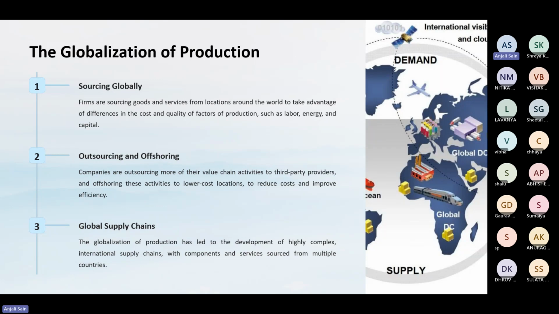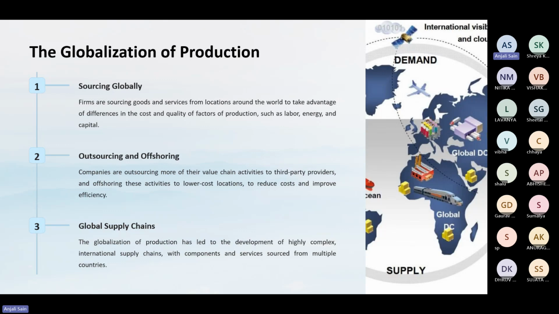Then second is outsourcing or offshoring. Companies are outsourcing more of their value chain activities to third party providers. जहाँ पे भी उन्हें लो कॉस्ट पे मिलेगा, they'll outsource their activities to that party. Offshoring these activities to low cost locations to reduce cost and improve efficiency.